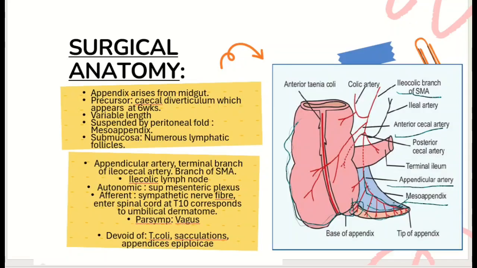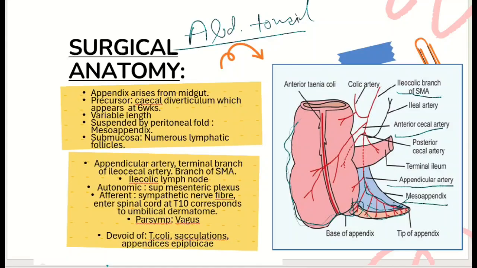Now the mucosa of appendix contains numerous lymphatic follicles. Therefore, it is also known as abdominal tonsil. So appendix is also known as abdominal tonsil. The appendicular artery, as I have mentioned, is the terminal branch of ileocolic artery. The lymph nodes drain to ileocolic group of lymph nodes.